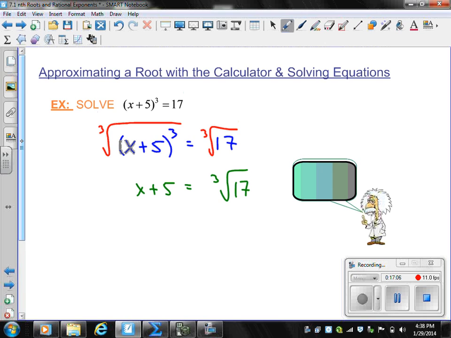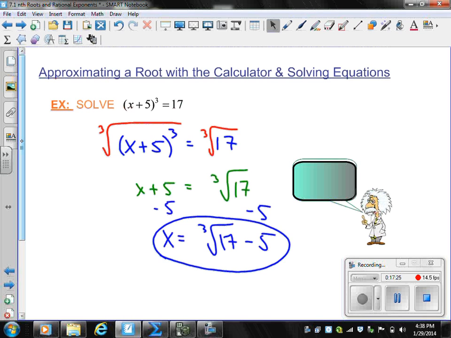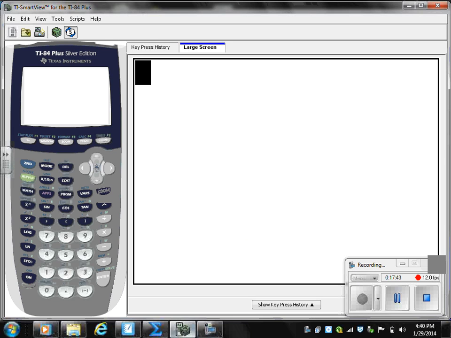Okay, so what we're going to do to make a connection to our calculator use here is I'm actually going to put this expression in my calculator, so I'm going to get a decimal answer here. So here's how we do this. So let me just bring up my calculator here. And remember, I want to do the cube root of 17 in my calculator. So I'm going to hit the math button, which we've done before, right? It's over here on the left side. So I'm going to push that button.